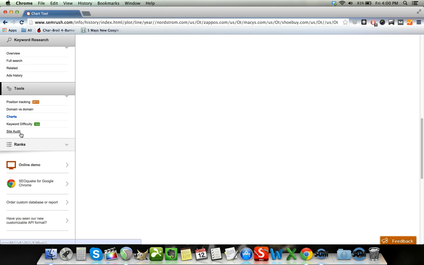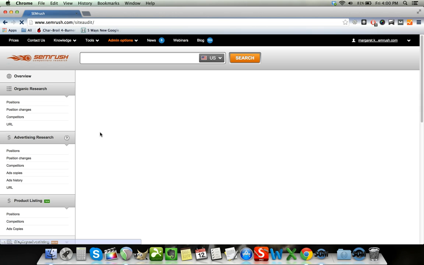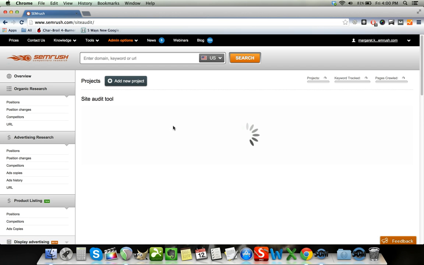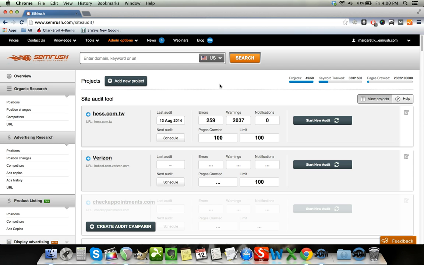Okay, and the last part of the tool that we'll discuss today is the site audit. Now, the site audit tool goes through your website and identifies any issues or errors that could be affecting your usability and therefore your SEO. So basically what we're offering is on-site optimization advice.